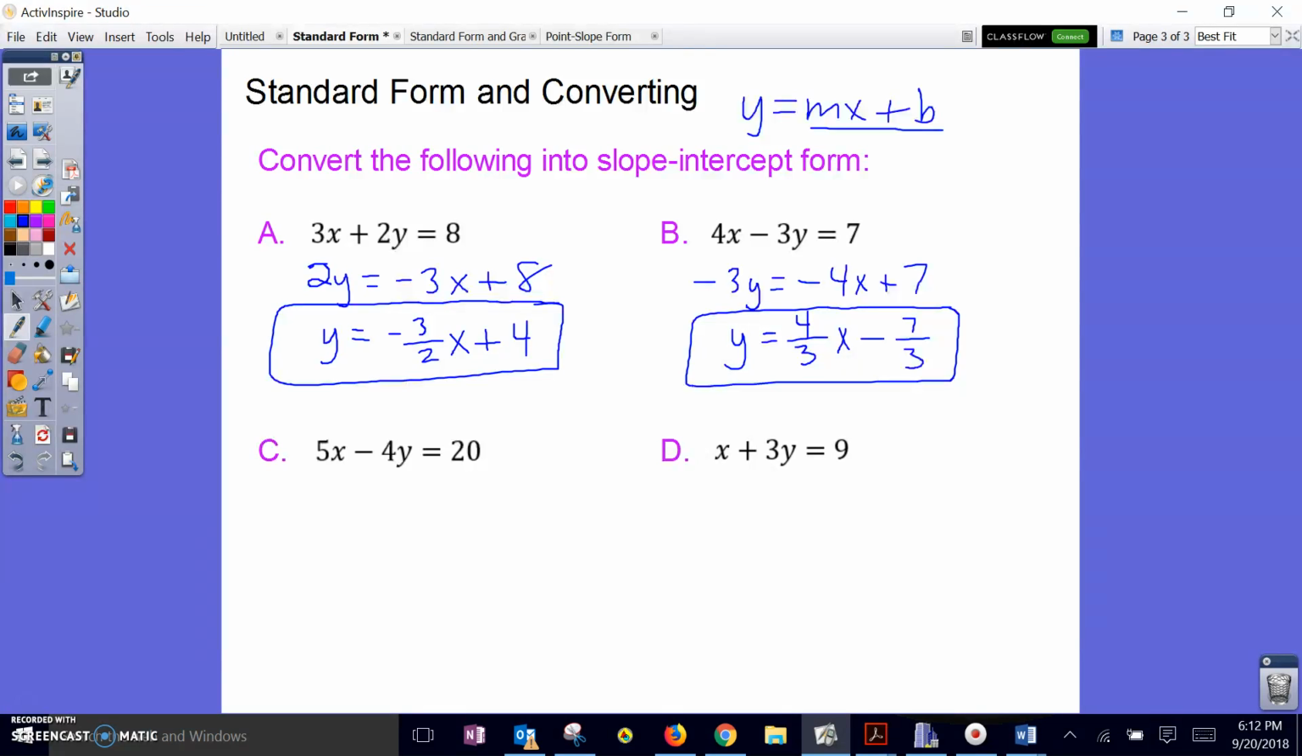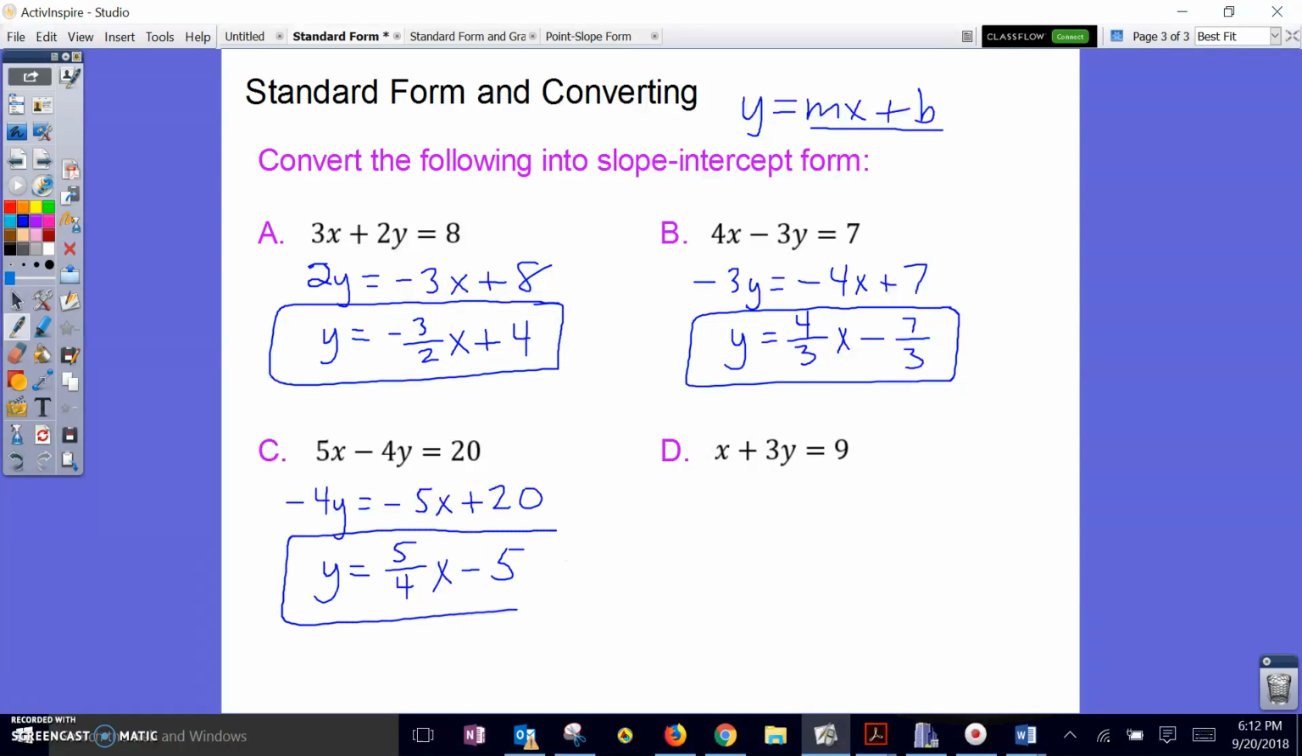Let's do it again. We'll subtract 5x from both sides. Gives us negative 4y equals negative 5x plus 20. And now we want to divide everything by negative 4. Gives us y. Negative 5 divided by negative 4, again, is going to give us a positive value for our slope. And 20 divided by negative 4 is going to be negative 5. And there's our equation in slope-intercept form.